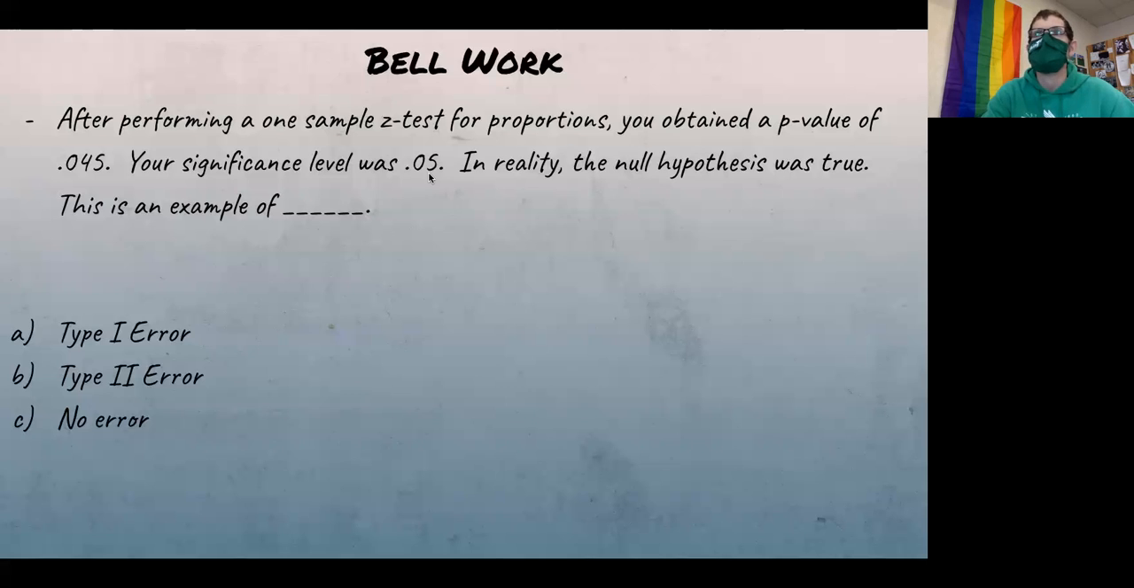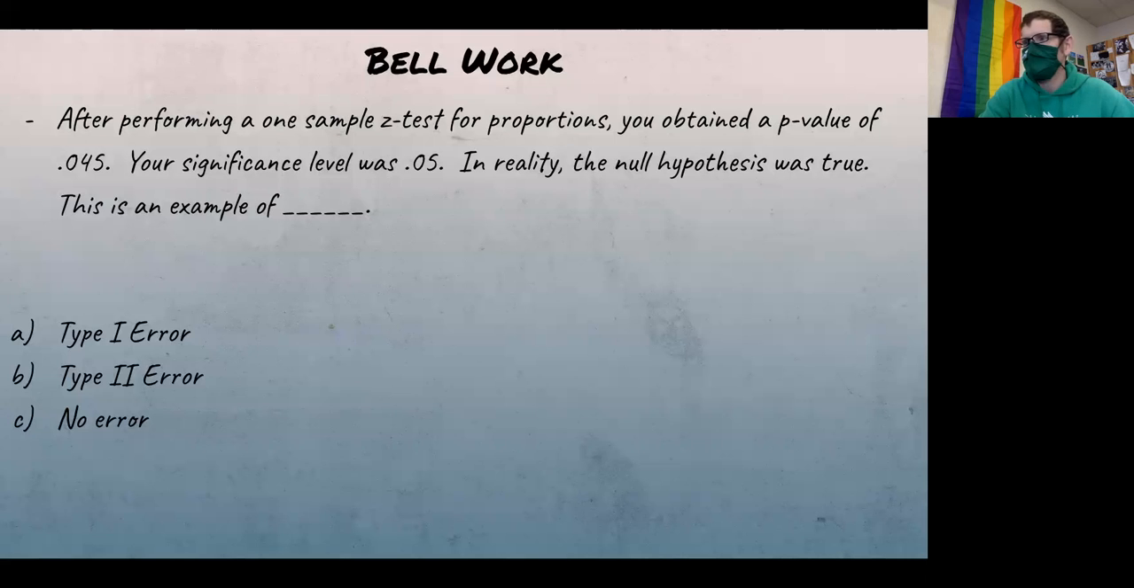Now, in reality, the null hypothesis was actually true, but we rejected it. So this is an example of an error. So which one is it, type 1 or type 2? If it's not type 2, what would it be? Type 1. There we go, we heard it, type 1.